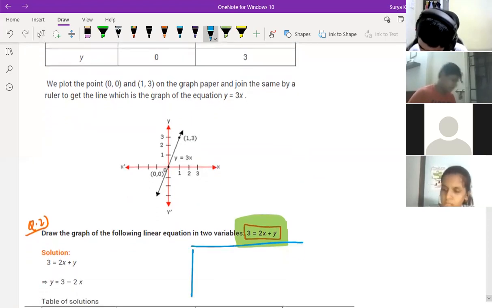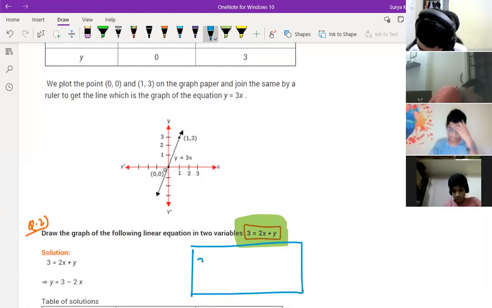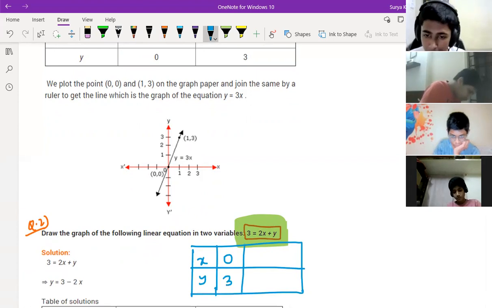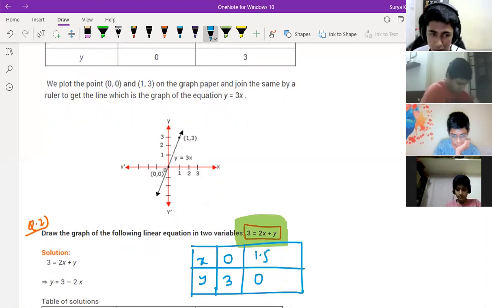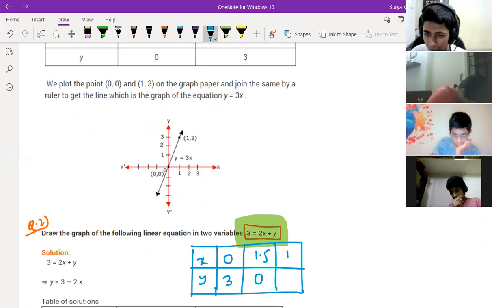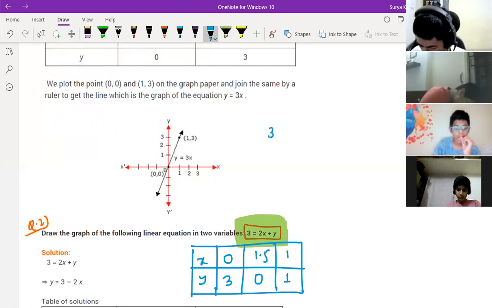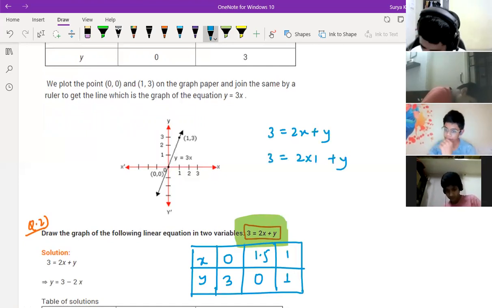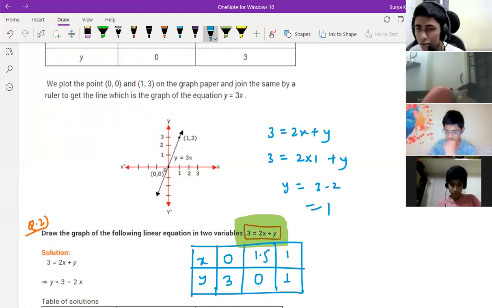See here, first of all, if you can put x or y as 0 and get the answer, you prefer that first, okay? If x is equal to 0, what is y? y is 3, right? And if y is 0, x is equal to 1.5. Check, children, you will get it or not? All of you check. If x is equal to 1, then y is equal to 1. See, 3 is equal to 2x plus y. So if x is equal to 1, then 2 into 1 plus y, so y is equal to 3 minus 2, that is 1 only, right, Sahil? Yes, sir.